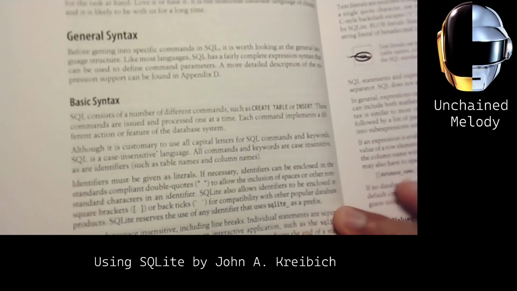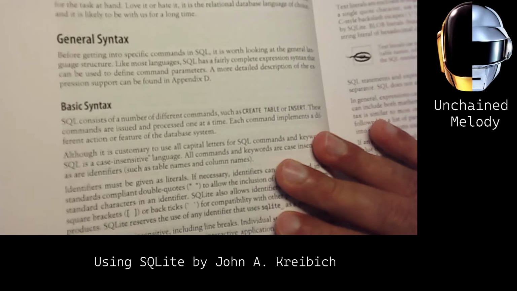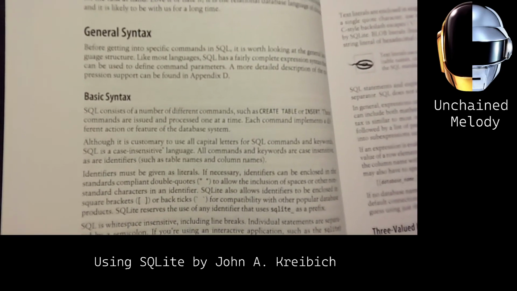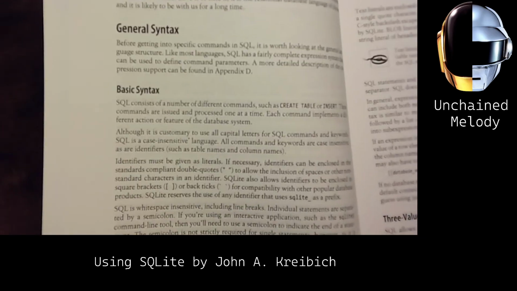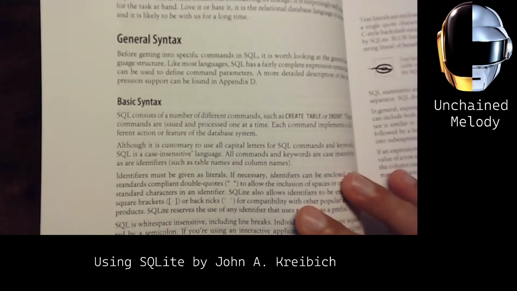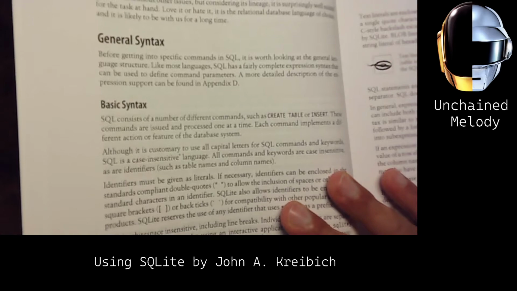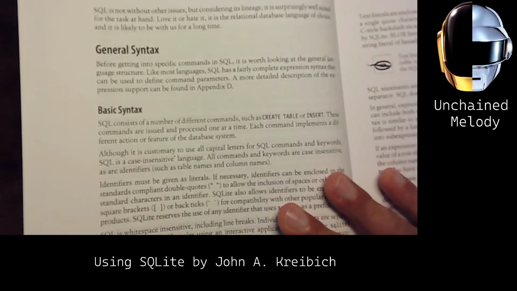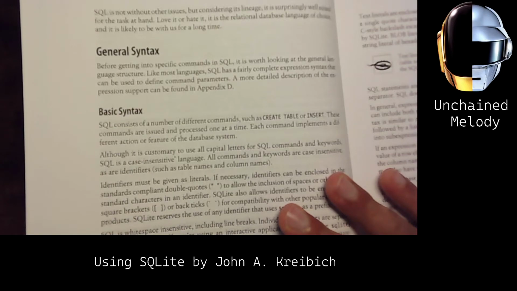General syntax. Before getting into specific commands in SQL, it is worth taking a look at the general language structure. Like most languages, SQL has a fairly complete expression syntax that can be used to define command parameters. A more detailed description of the expression support can be found in Appendix D.